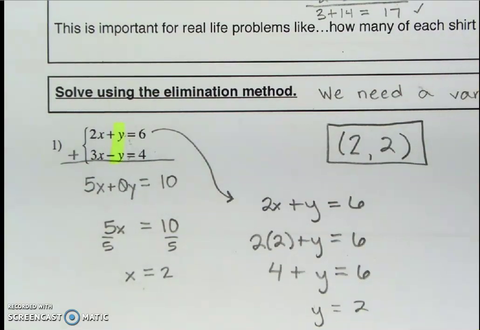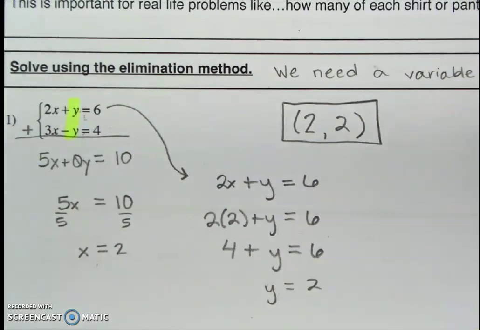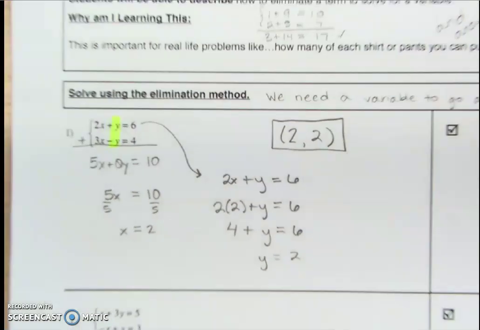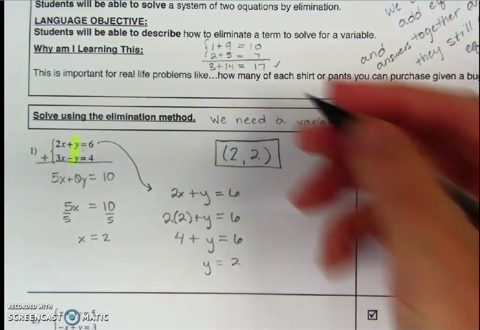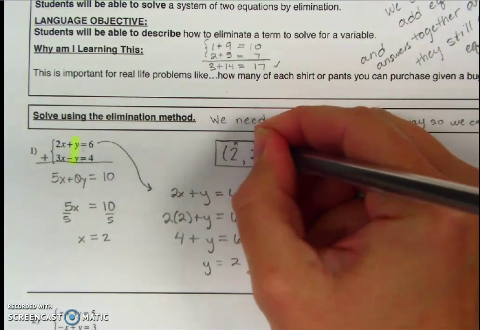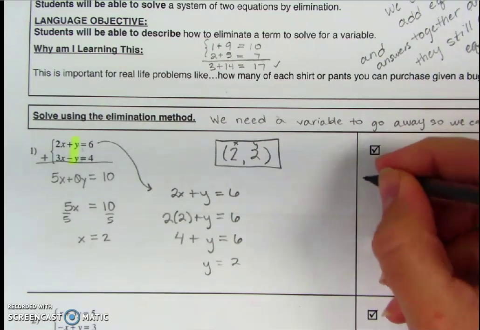Now I know x and y. I know what my answer should be. I'm going to check it. To check, I'm going to zoom out a little bit so that you guys can see both parts of this. All right, so I'm going to check 2, 2, where x is 2 and y is 2. I have to check for both equations.